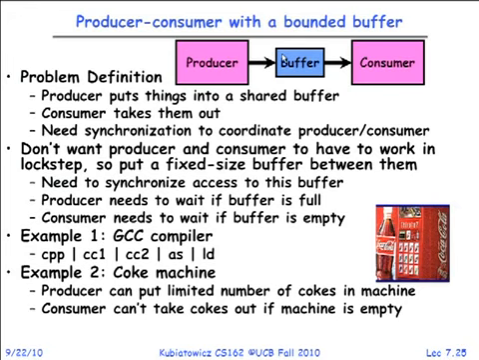Coke machine example. The producer can only put in a limited number of cans of Coke, and the consumer can't take cans out of the machine if it's empty. I know there are many of you at late nights who would like it to be possible to take Coke out of a machine when it's empty, but I'm afraid that just doesn't work. You may put a lot of money in there, but I'm not sure it works. Okay. So let's see if we can build the Coke machine with semaphores.